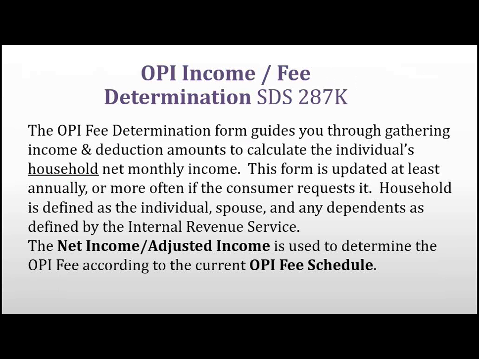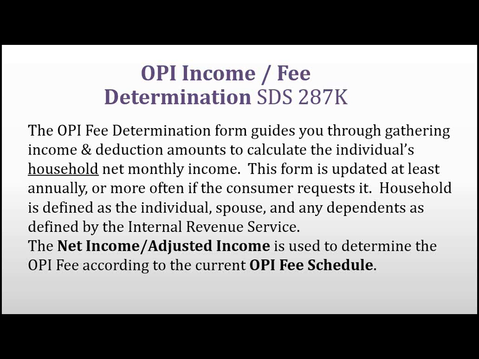The fee determination sheet. Again, this is mandated to be updated annually. This is based upon the household's net income. Now, the definition for household is in our Oregon Project Independence rule, and it defines it as individual, spouse, and any dependent as defined by the IRS. So this is very different than our partners in Medicaid. They define household, and in the SNAP program, they define household completely differently.